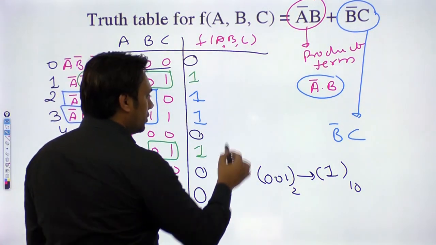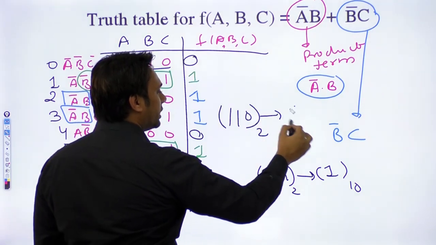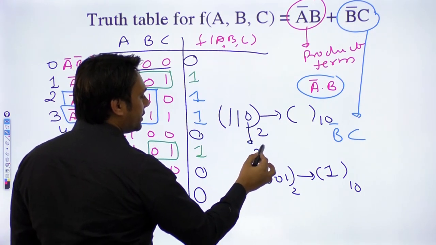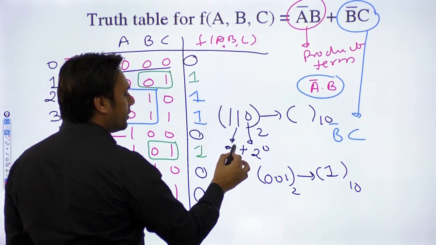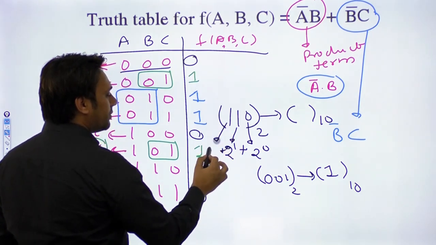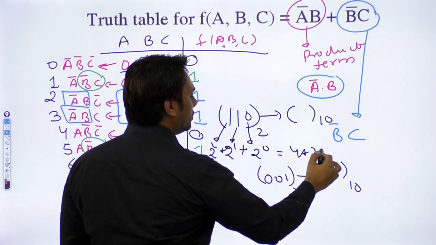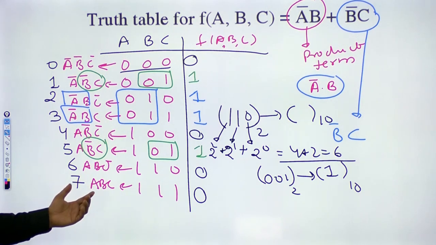So for those who are studying it after a very long time, let me explain how you can convert it. Whenever we have 110 in base 2, how can you convert it to a decimal value? You take this 0 and multiply it with 2 raised to the power 0, plus you take this 1 and multiply it with 2 raised to the power 1, plus you take this 1 and multiply it with 2 raised to the power 2, which is equal to 4 plus 2, that is equal to 6. So that is why it has a decimal value 6.